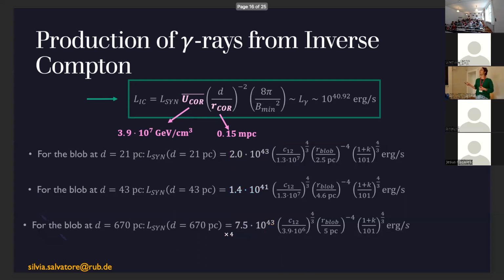I forgot also here to mention that there's a very strong impact of the radius of the blob on the final synchrotron luminosity estimate, because it goes to the power of -4. So changing the radius of the blob, even by not even an order of magnitude, can have a very strong impact on the final estimate of the synchrotron luminosity.